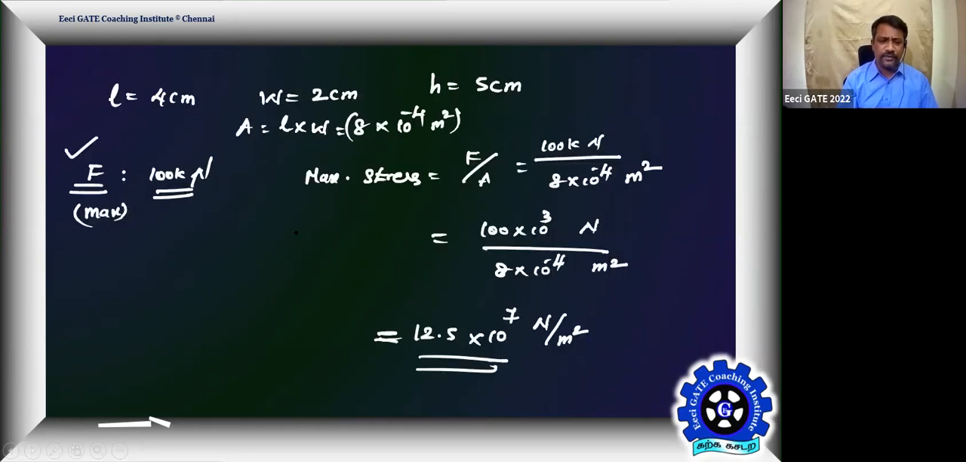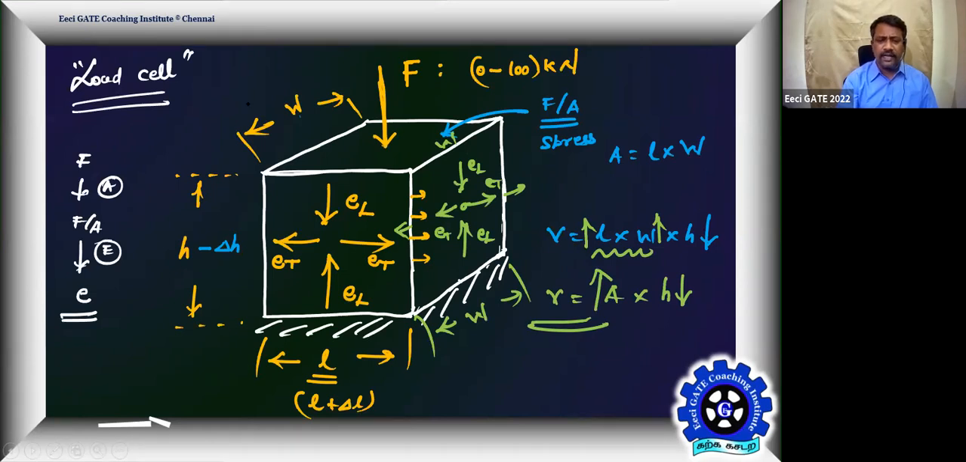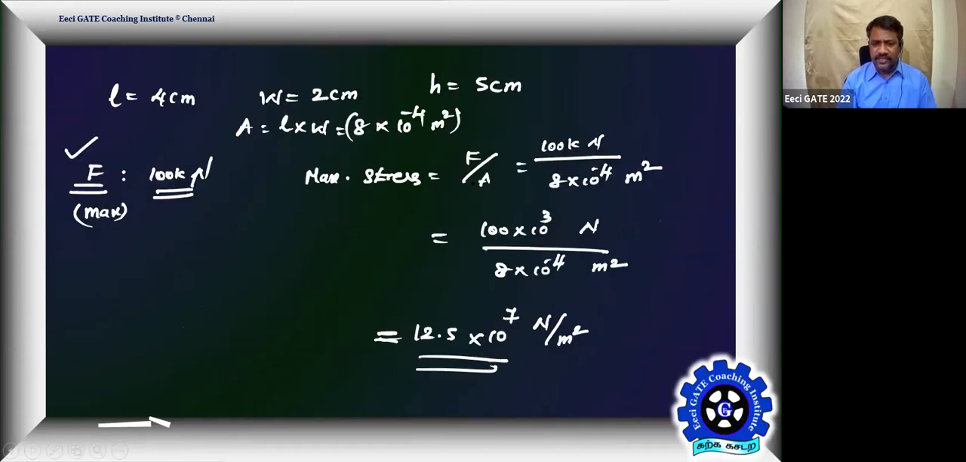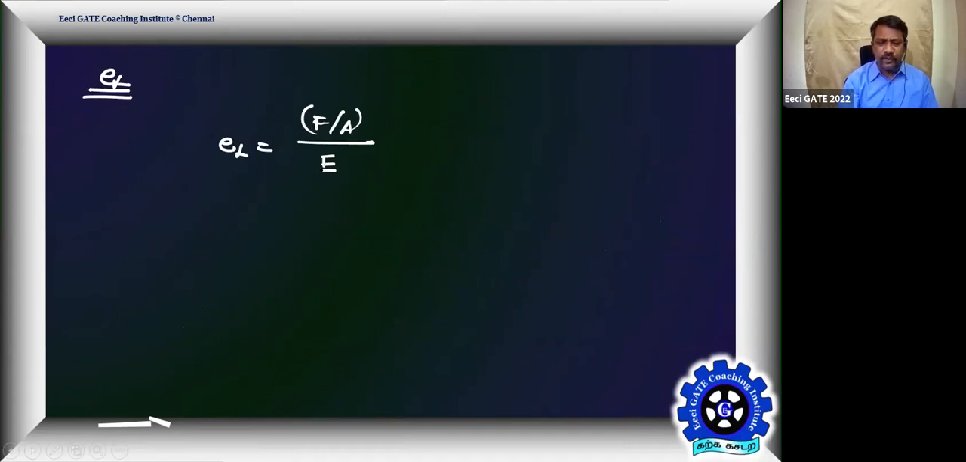So assume this load cell, this metal block, has a Young's modulus of elasticity of 2 into 10 power 12 Newton per meter square. I'm just giving an assumed value, I'm not remembering exactly what the Young's modulus of elasticity is. Roughly, I'm taking 10 power 12 Newton per meter square. Then the force per area, maximum, is known. I'm going for EL max, the maximum longitudinal strain acting on the surfaces.